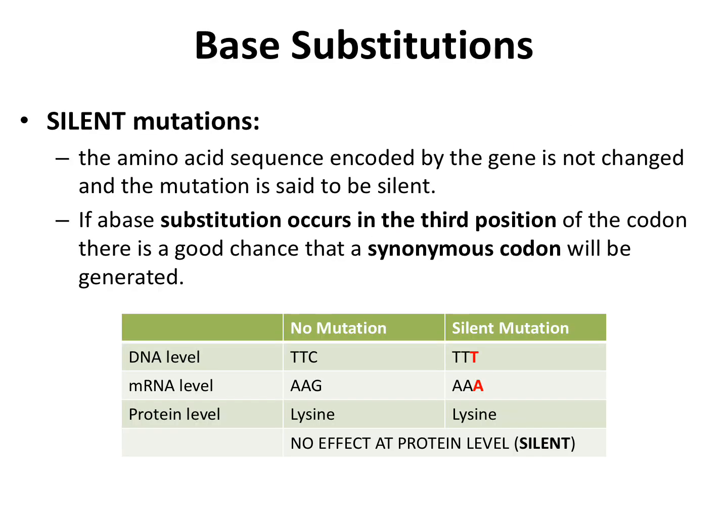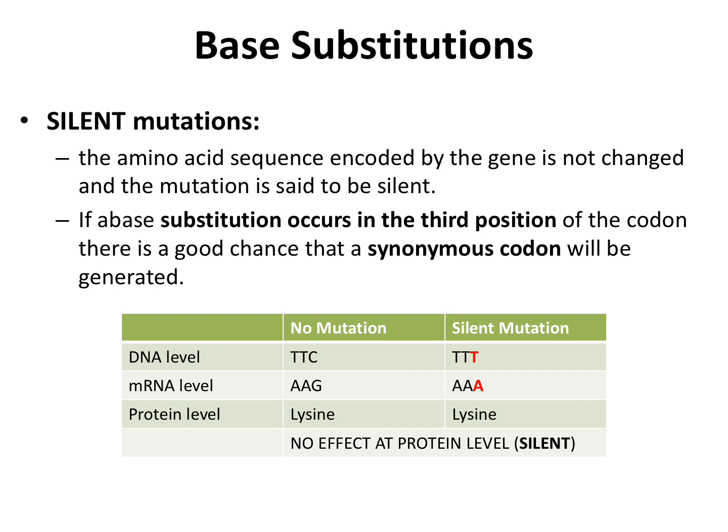In case of base substitution, we are seeing the types again, starting with silent mutation. In a silent mutation, the amino acid sequence encoded by the gene is not changed, and the mutation is said to be silent. Here you can see in this example, at the DNA level, with no mutation it is TTC, and in case of silent mutation it is TTT. So C is replaced by T in case of silent mutation.